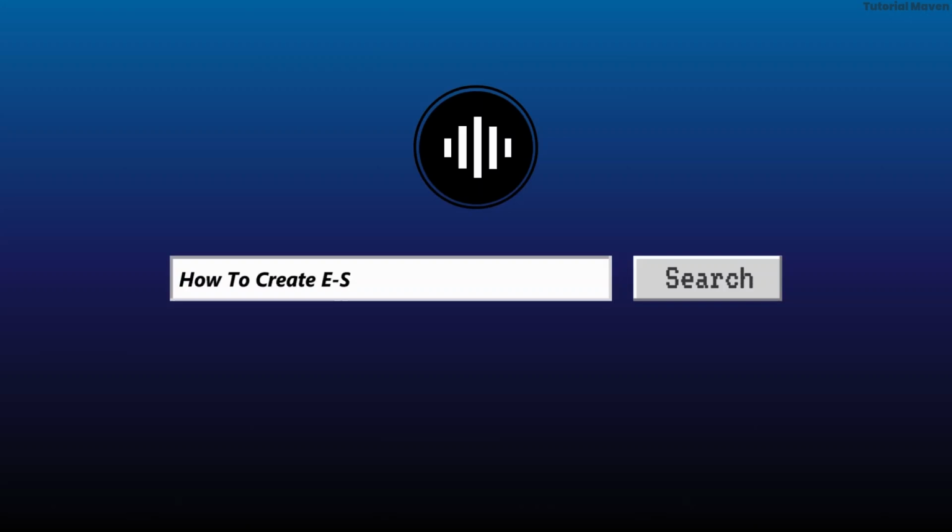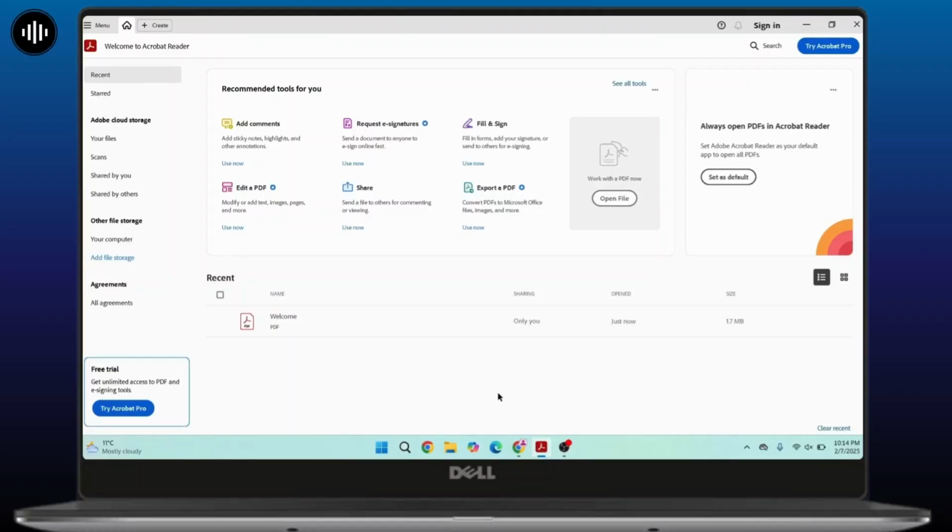How to create e-signature in Adobe Acrobat. First of all, you have to open up Adobe Acrobat in your device. After you open it up, you will land on this kind of interface.